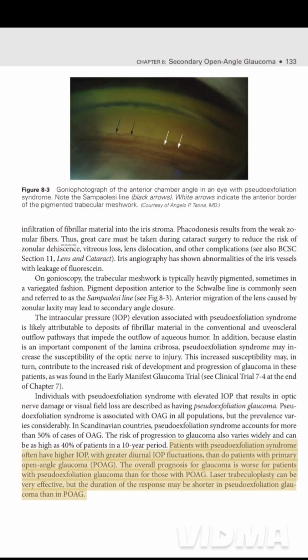Figure 8-3. Goniophotograph of the anterior chamber angle in an eye with pseudoexfoliation syndrome. Note the Sampolesi line, black arrows. White arrows indicate the anterior border of the pigmented trabecular meshwork.